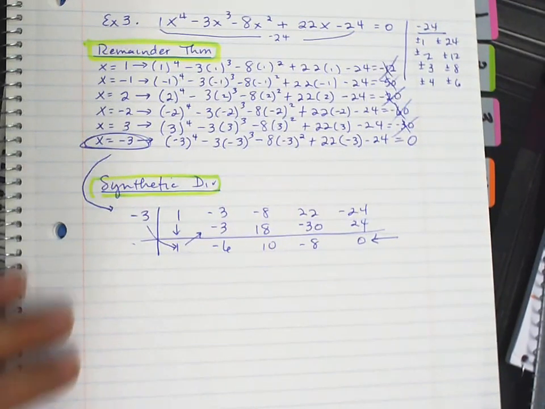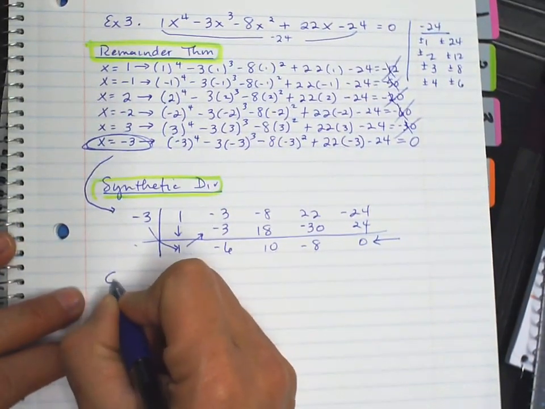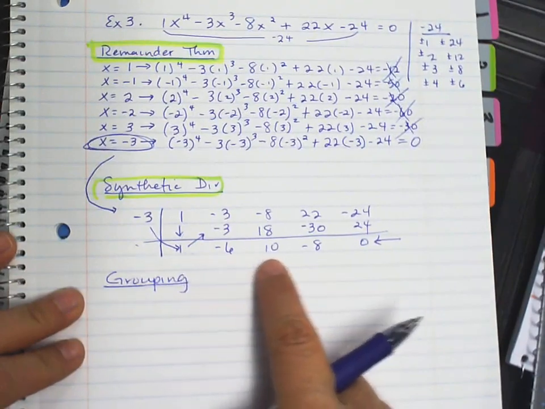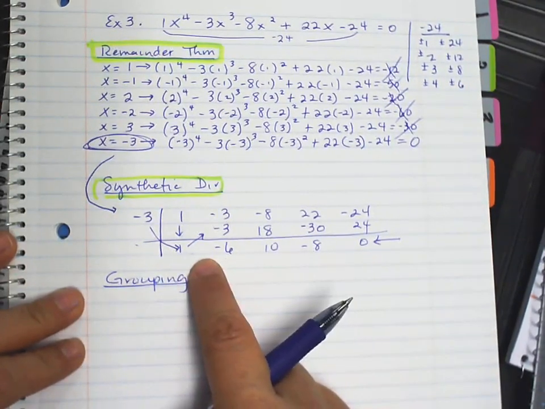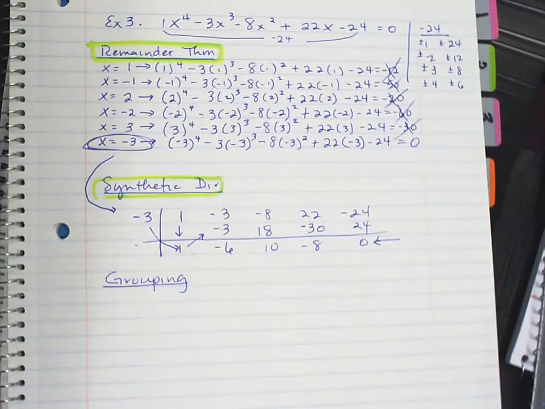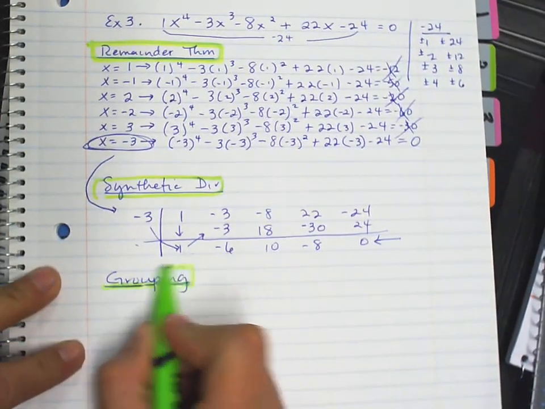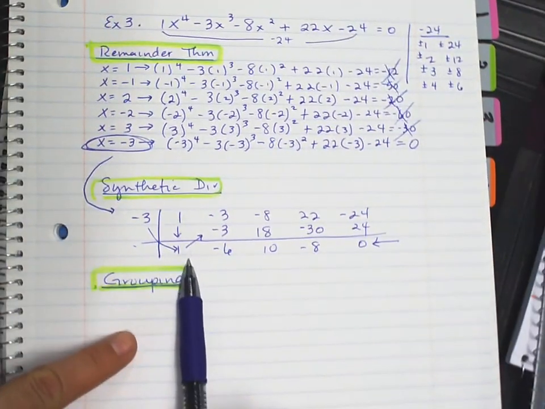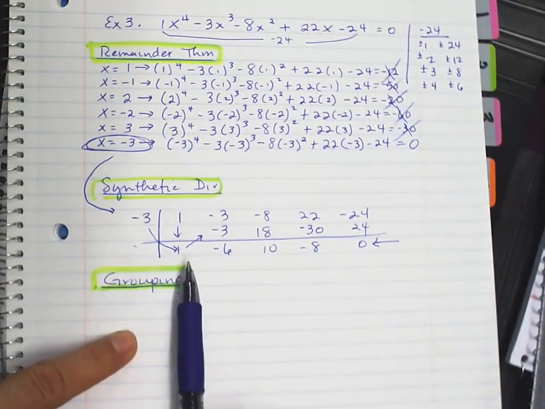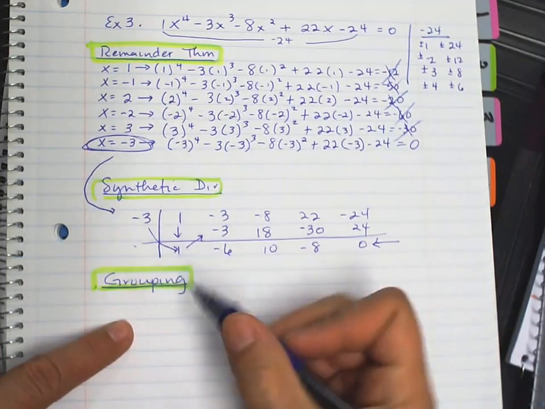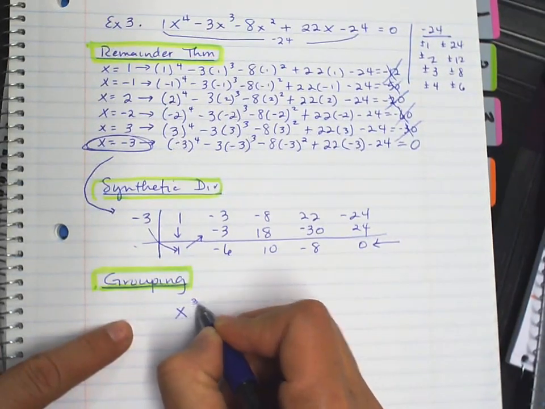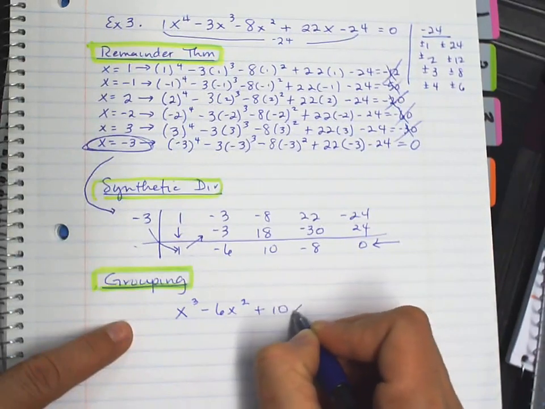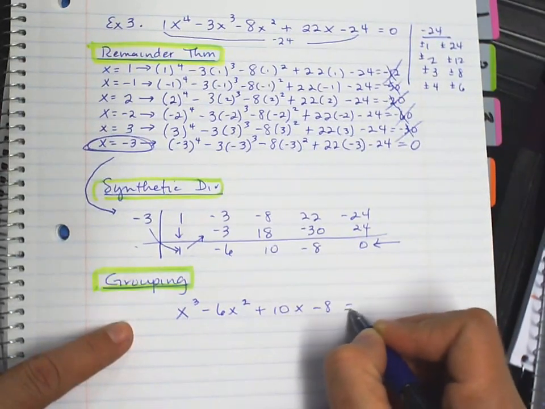So when we get to grouping, do I restart with the new one? This is your new one now. All right. So the next step after synthetic is grouping. We're not using that first problem anymore. This is our new problem for grouping. And remember, you go down one exponent. So it's going to be x to the third minus 6x squared plus 10x minus 8 equals 0.